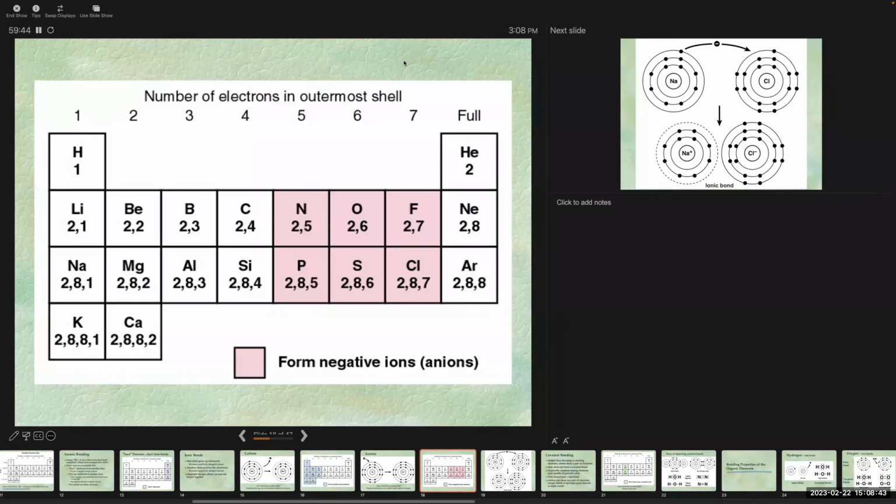Oxygen and sulfur have 6 electrons in their outer shell. So they really need to steal 2 to fill up that shell with a nice, comfortable 8 electrons. So oxygen and sulfur will form anions with a double negative charge, so a 2 minus. And then nitrogen and phosphorus have 5 electrons in their outer shell. They really need to steal 3 to fill up their outer shell, so they'll end up with a triple negative charge.